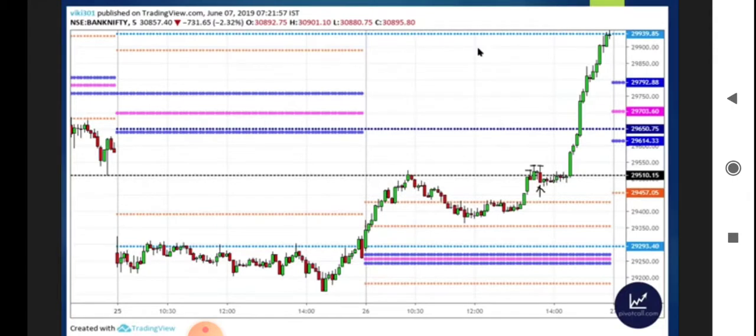That is what you should remember in trading. These wicks are very important. Until these wicks are broken, it's not a breakout, even though this candle went above it.